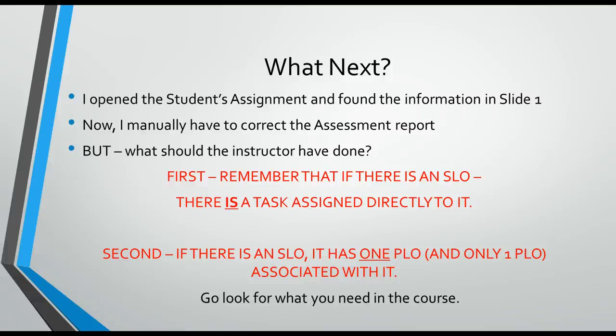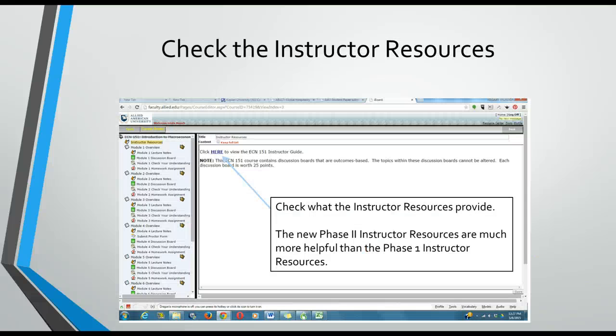So go look for what you need in the course. If this isn't making sense to you, then there are materials inside the course that'll help you figure it out. First of all, you can go to the instructor resources. You can see here that they are at the top of the page. Click on instructor resources. Click here to view the Econ 151 instructor guide. And I want to let you know that the Phase 2 instructor resources are much more helpful than the Phase 1 instructor resources. You're going to see a whole lot less of the response that says students' answers will vary.